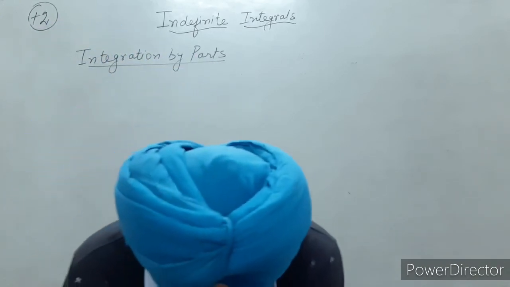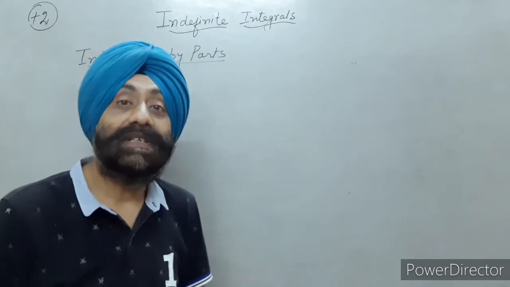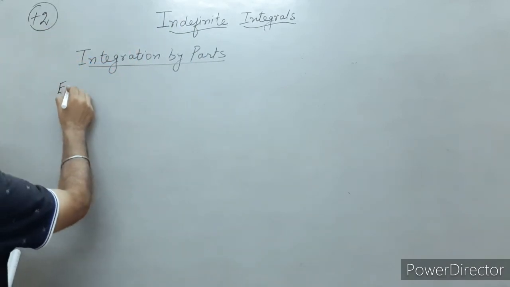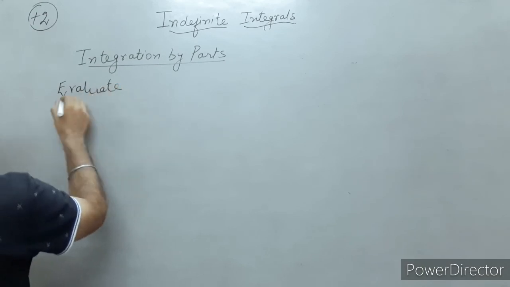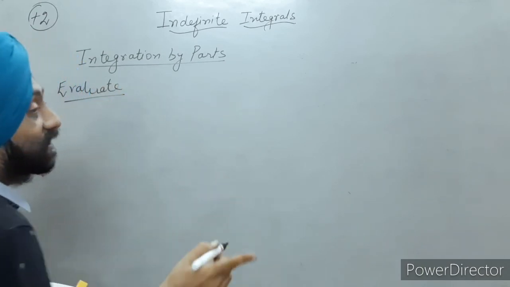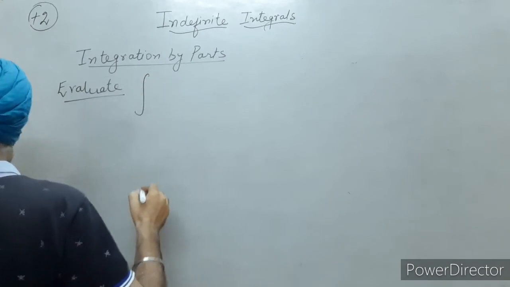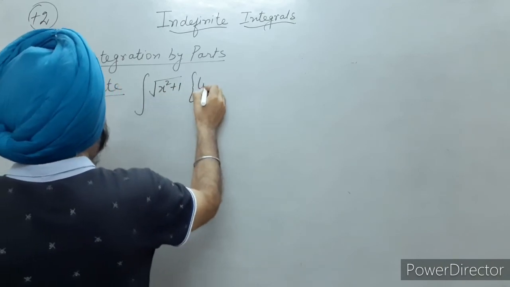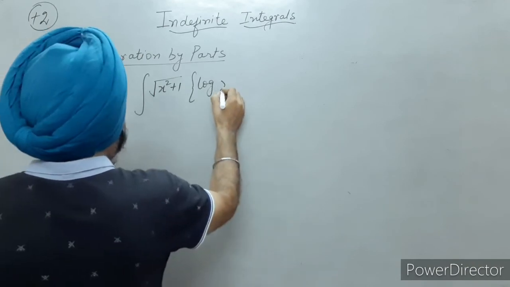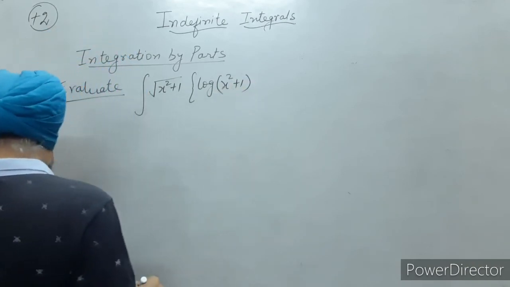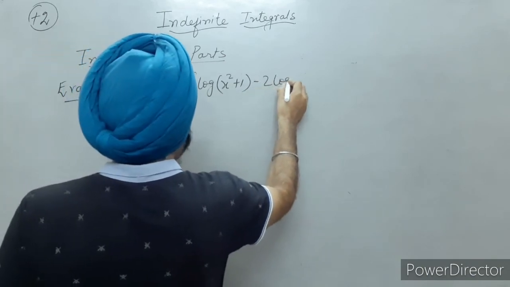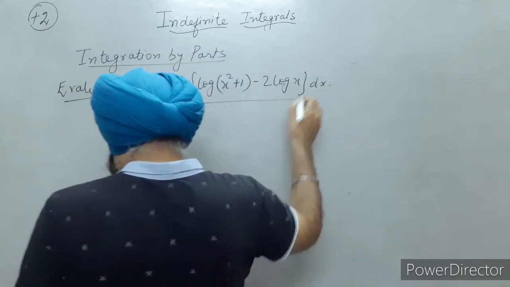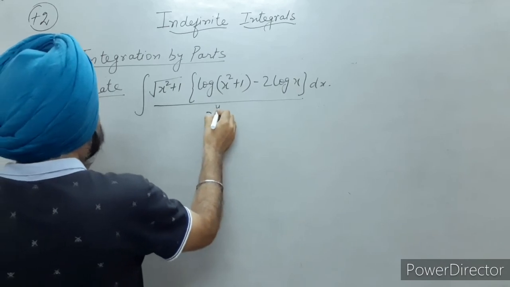Now, the last sum of today's lecture is again a very good sum. The question is, evaluate. Now it is an NCERT question also. It is under root of x square plus 1, right? This is log of x square plus 1, then minus 2 log x, whole upon x to the power 4.